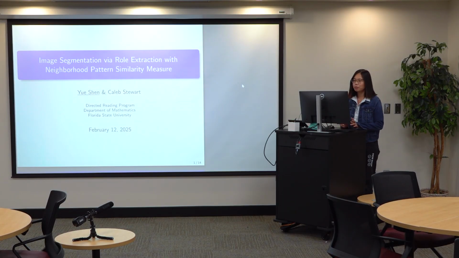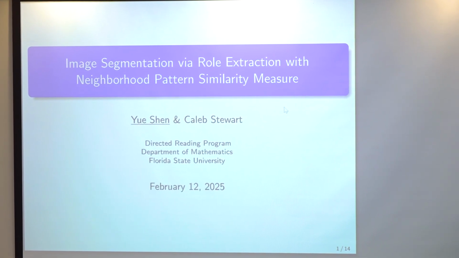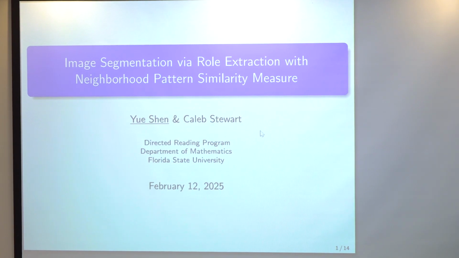Hello everyone, my name is Yuexin and I'm a PhD student at the Math Department. Today I'm going to talk about image segmentation via row extraction with neighborhood pattern similarity measure. It's a project in the directed reading program in the Math Department, and I mentored an undergraduate student, Caleb Stewart, since last October. And I'm glad to share that our work was accepted by the FLMA conference yesterday, and he is going to present this work in detail in the coming weeks.